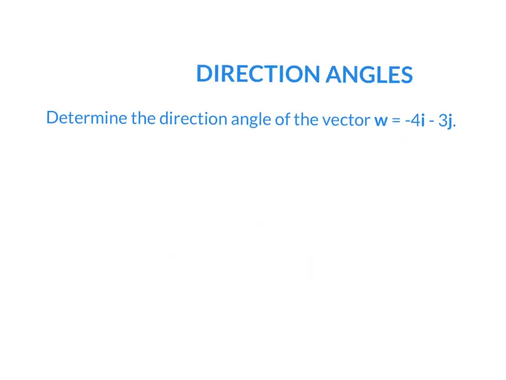All right, direction angles. This is a biggie. We want to know what direction angle this takes. Remember, that is really <-4, -3>. And we talked about component form: the initial point's at the origin. This is going to negative 4, negative 3, so it goes to right here. So the vector looks like this.